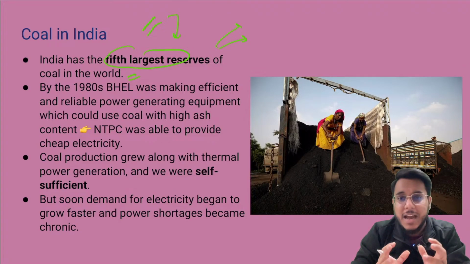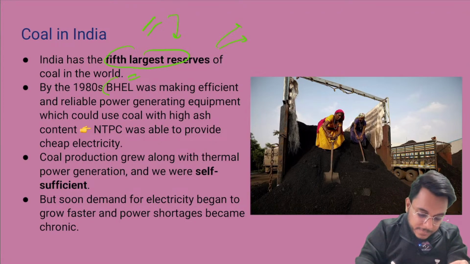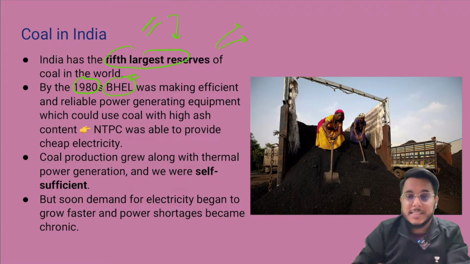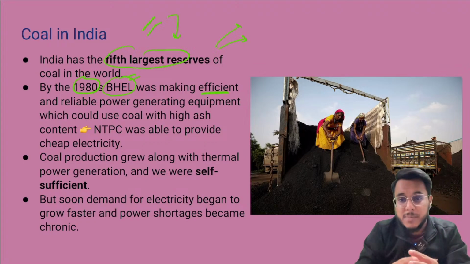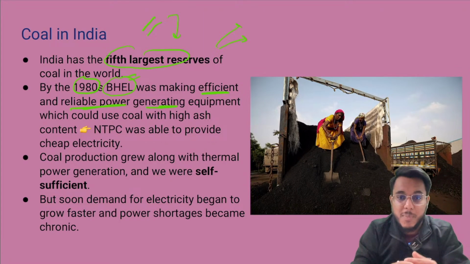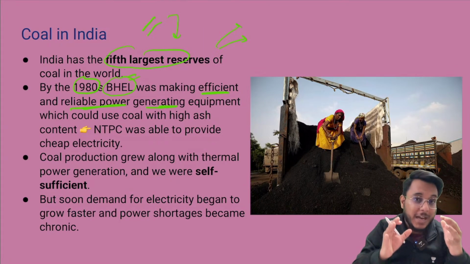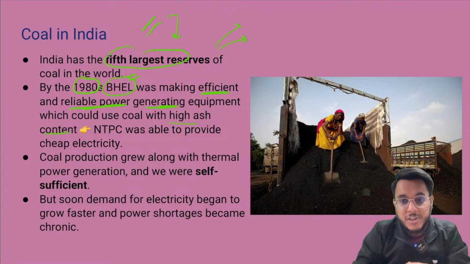It is because of the high impurities and ash content in the coal. However, due to that, BHEL, which is a PSU, in the 1980s was able to identify efficient and reliable power generating equipment which can use the Indian coal with the high ash content and can produce electricity very efficiently.